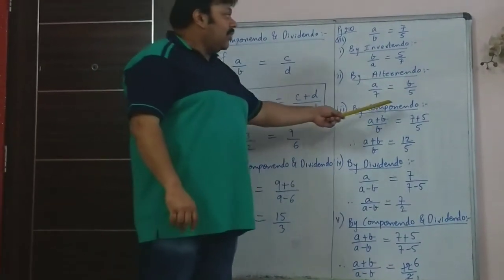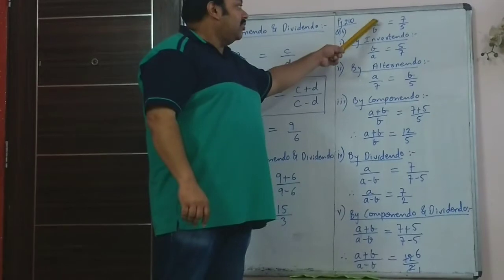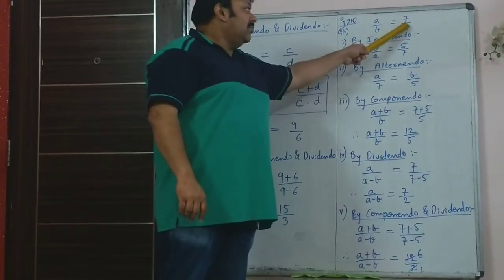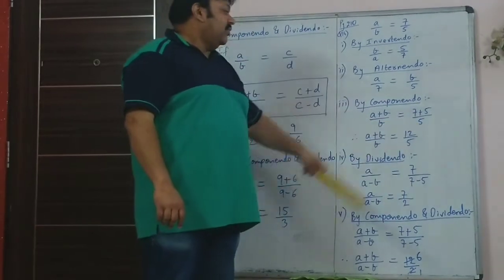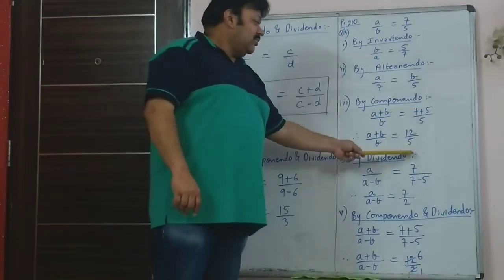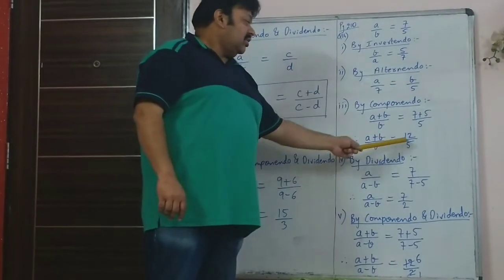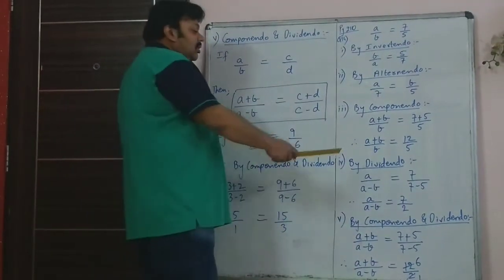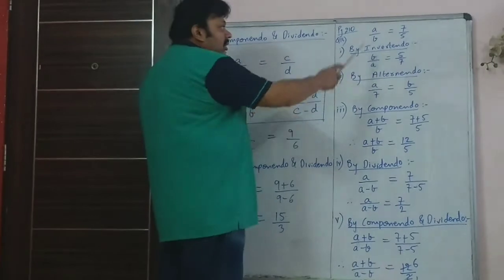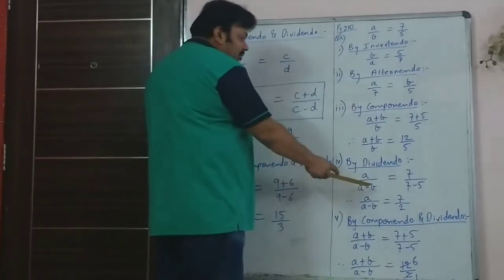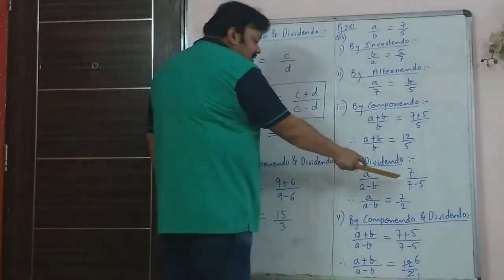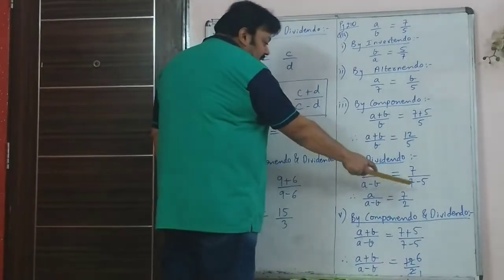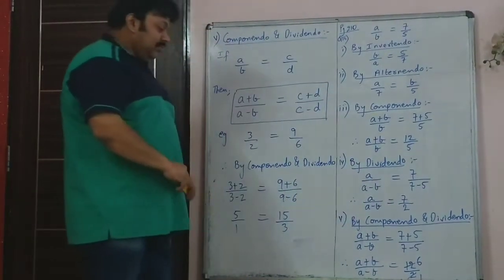Then you have componendo. Componendo is a plus b upon b. So it will be 7 plus 5 upon 5. So that is 12 upon 5. So this is the relation you get after you do componendo alone. Now if you do dividendo, a upon a minus b, 7 upon 7 minus 5. So a upon a minus b is 7 upon 2.